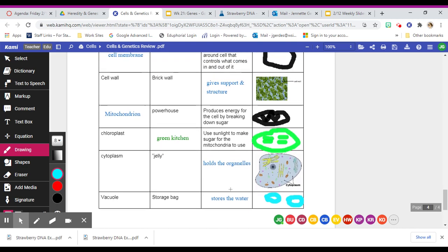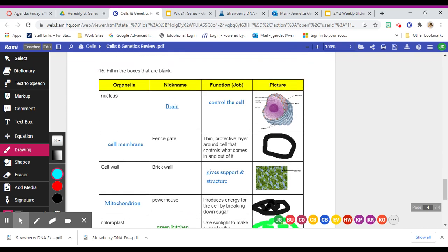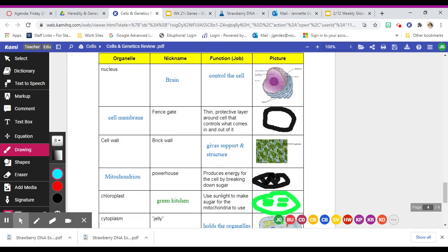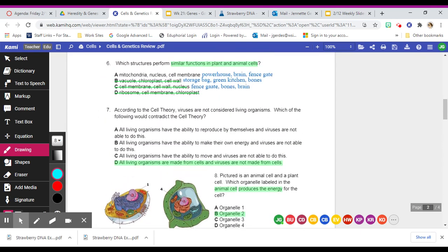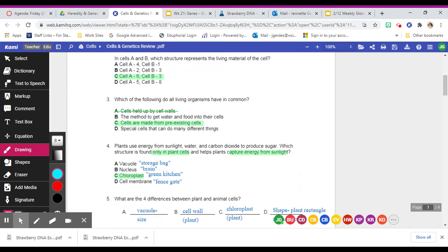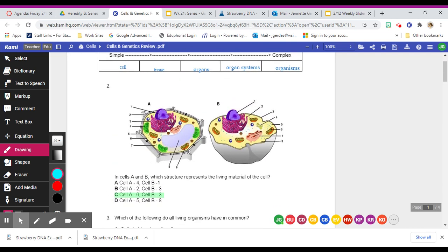All right, so make sure that you have corrected your review and resubmit it. And then make sure you're studying it for your test. You do need to know the organelles. You do need to know the difference between asexual and sexual reproduction. You do need to know some organisms that reproduce asexually or some organisms that reproduce sexually.